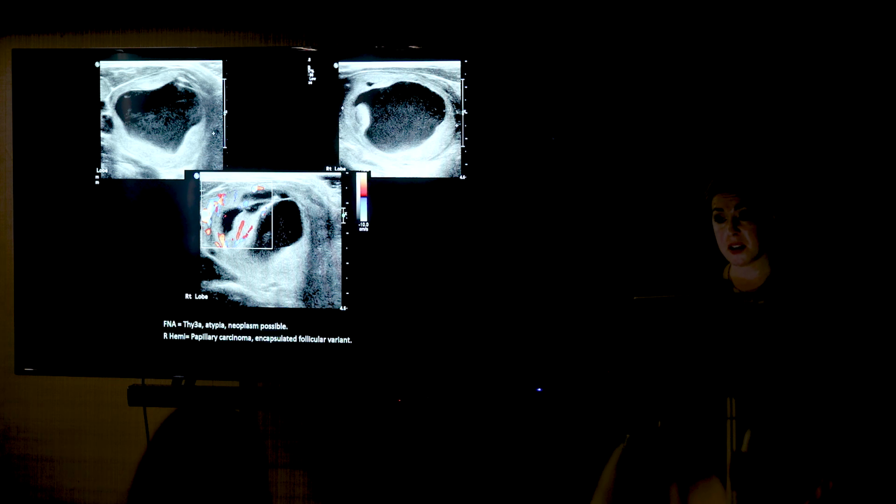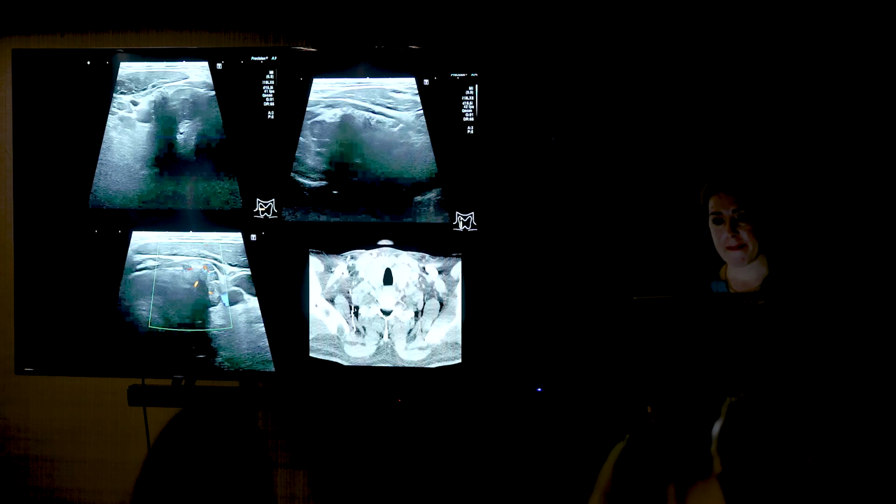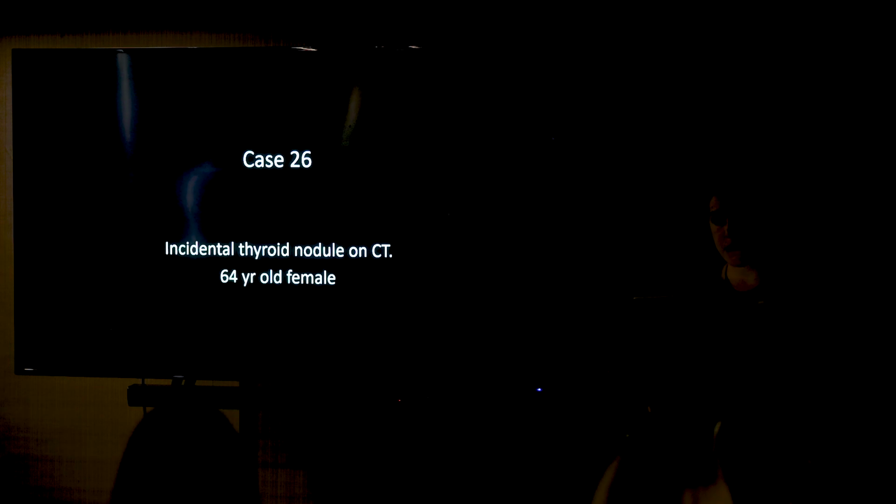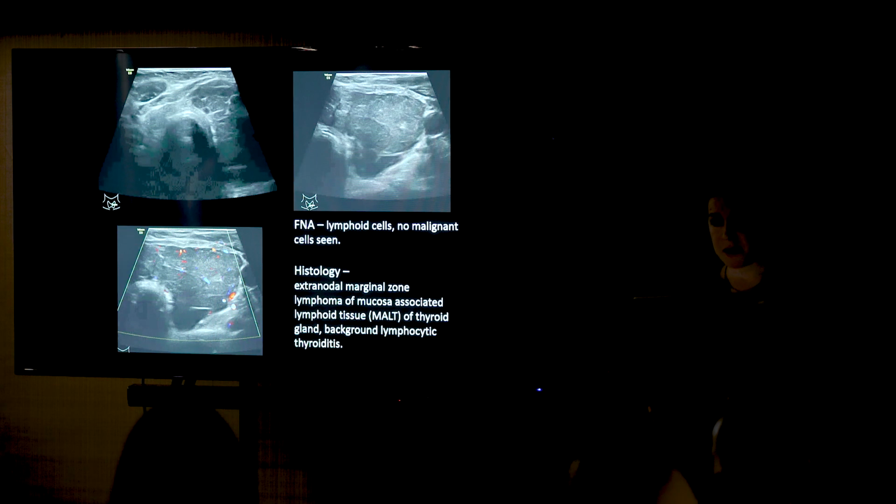This one, actually, with the large cystic space, turned out to be a papillary carcinoma. So a bit tricky, that one. I've changed my practice a bit around cysts after seeing that one. And this one, again, was a lymphoma of the left side of the thyroid.